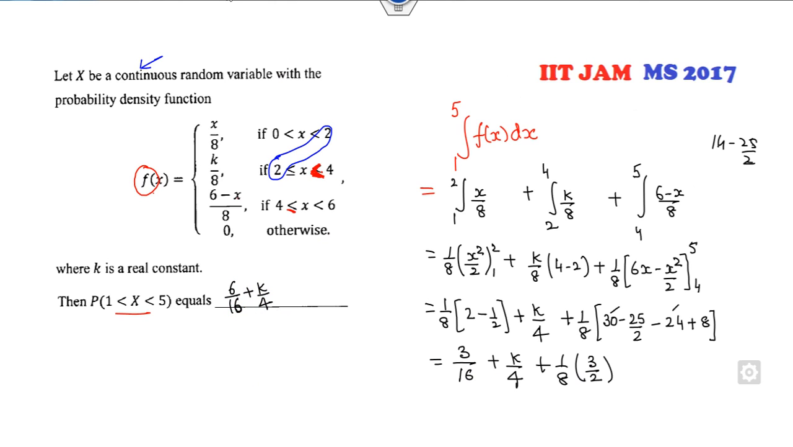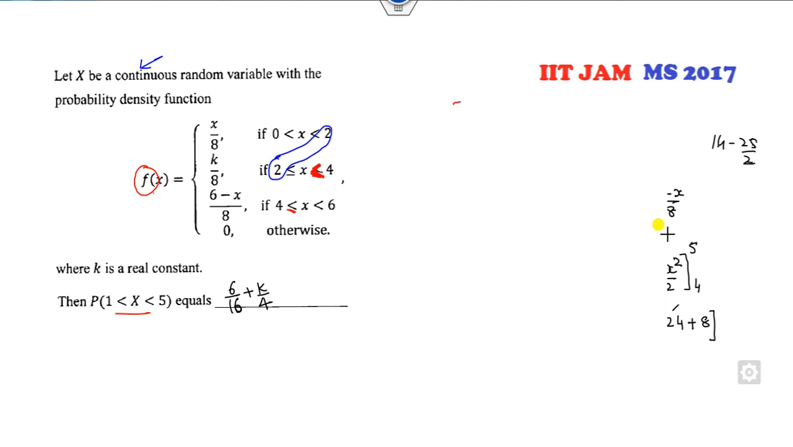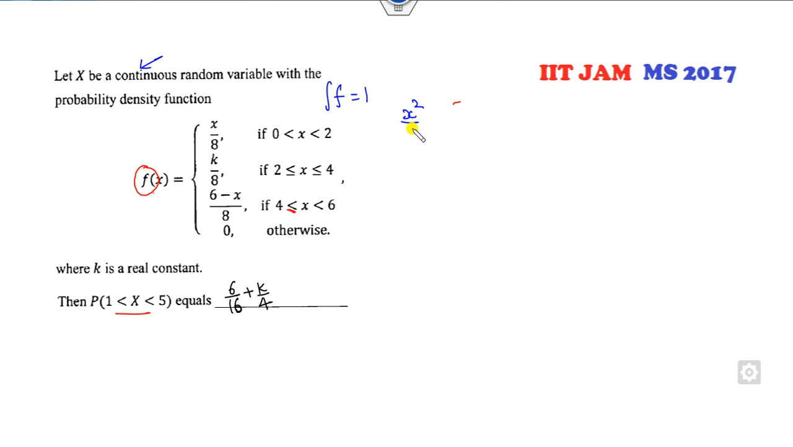But I have to find the k also. So that's again simple, because the CDF is not given. If the CDF is given, then I can use this value as same. How can you find the k? The integration of f should be 1. So that is x square over 2, 1 over 8 outside, from 0 to 2. k over 8 is my constant. So it's 4 minus 2. And 1 over 8 is my outside. It's 6 minus x whole square over minus 2 from 4 to 6. It should be 1.